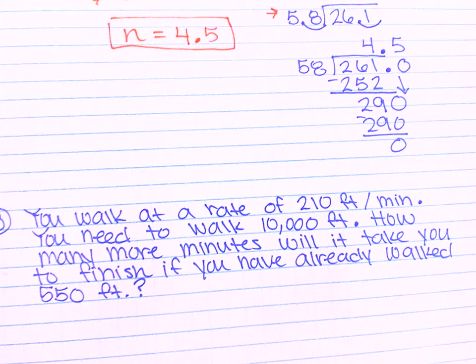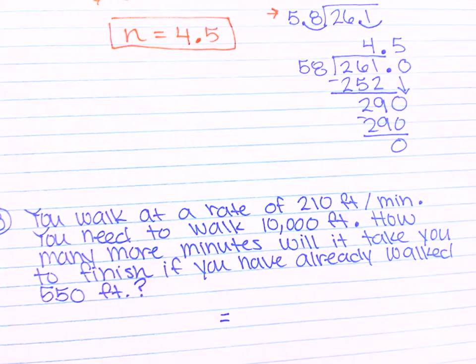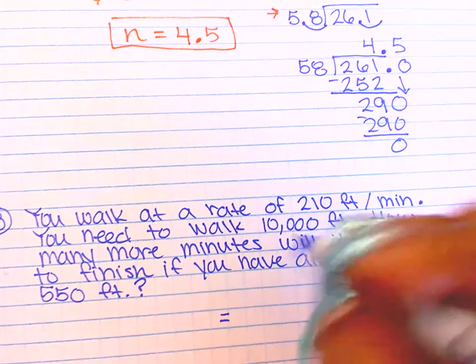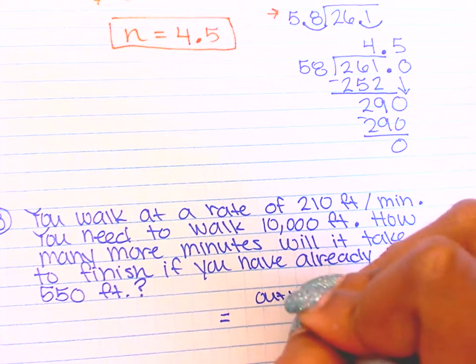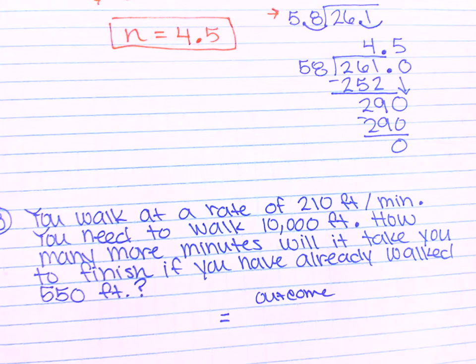Now the one thing about word problems that tend to freak students out is setting up the equation. Once you get to the equation, it's easy peasy. But looking at it and figuring out how to set it up scares people. Don't let it scare you. There's an easy way to figure it out. The first thing you want to figure out is your outcome. So what's the thing that you're eventually going to get to?